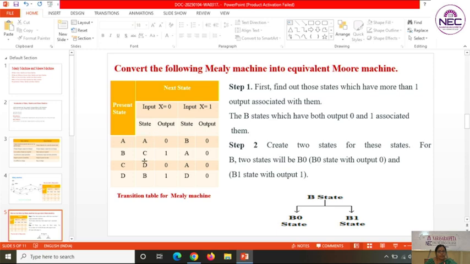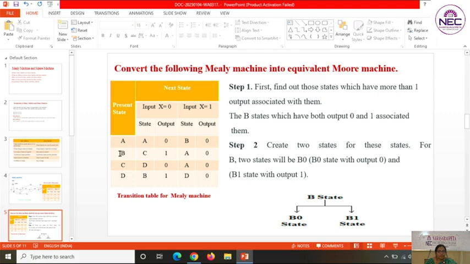We check state A. In the column x equal to 0, state A output is 0. In the column x equal to 1, state A output is 0. So state A has a single output, so there are no changes to this state.